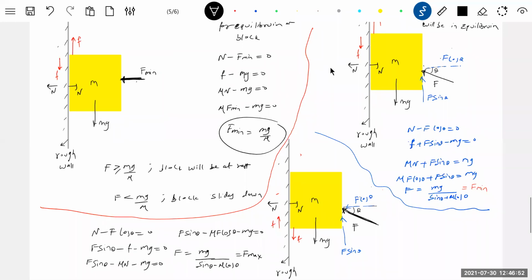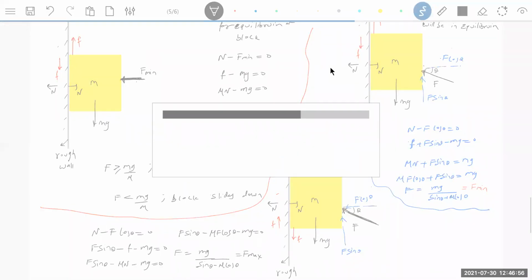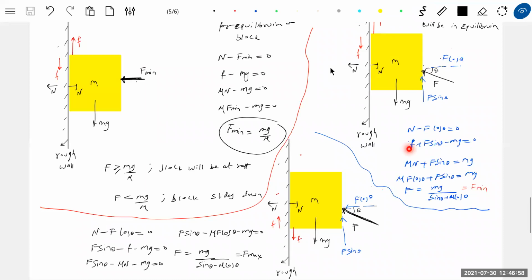Now, shall we bring in some sort of range here? If the applied force is less than F minimum, the block will slide down. If the applied force is greater than F max, the block will slide up. Then at one particular value of force F, the friction will be 0.